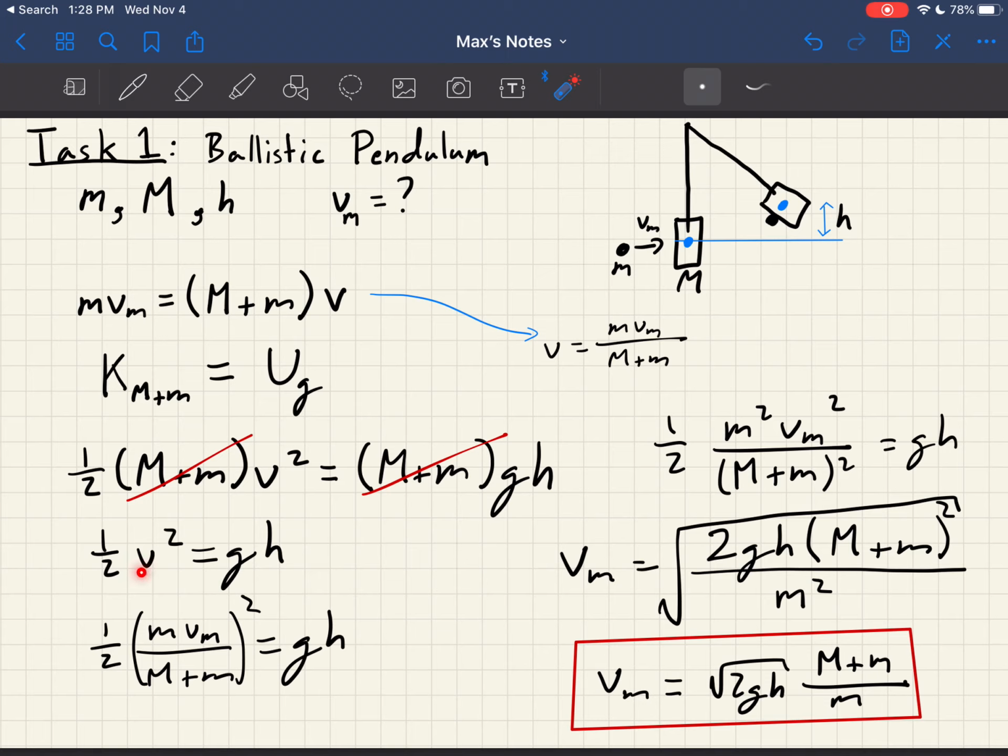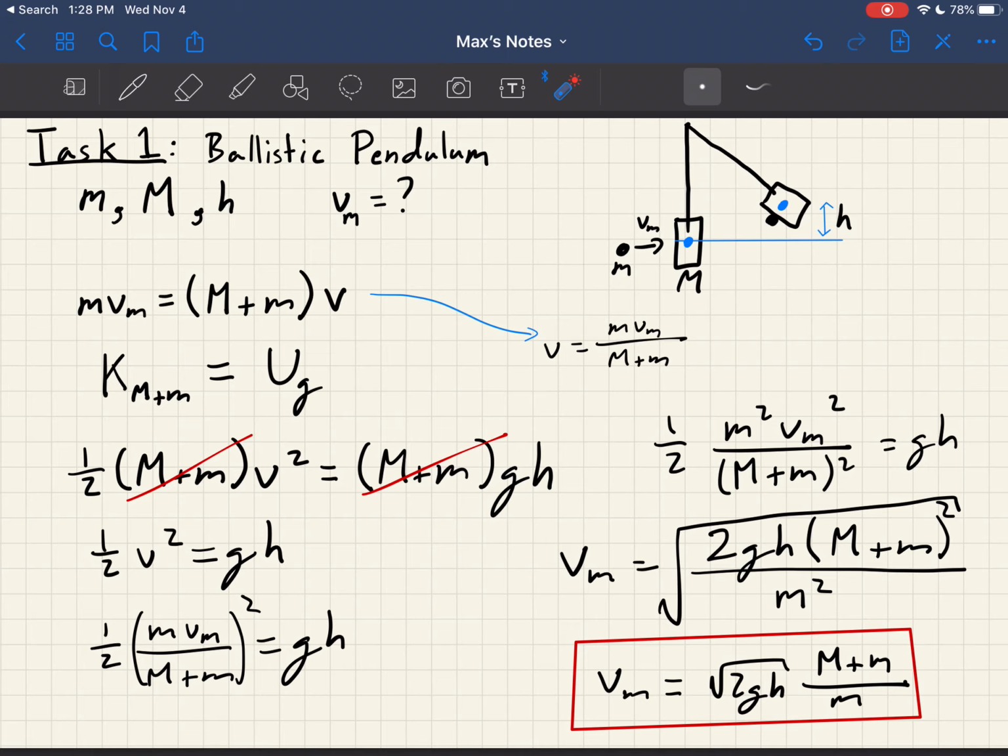So in order to solve for the speed of the marble, we're going to have to get rid of this variable. And we can do that by coming up to our original equation, finding the v, and plugging that in here. Right, that brings us to this. And then to find the speed of the marble, we just rearrange this equation.